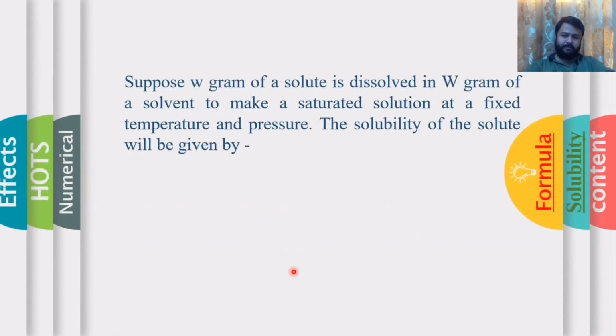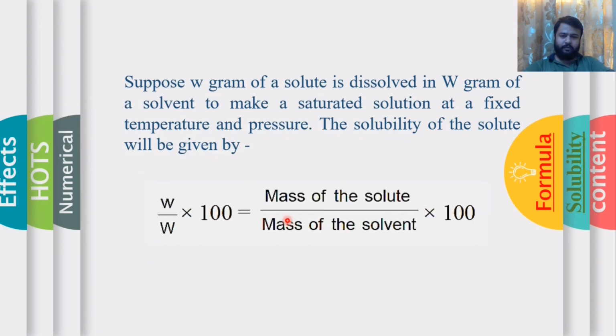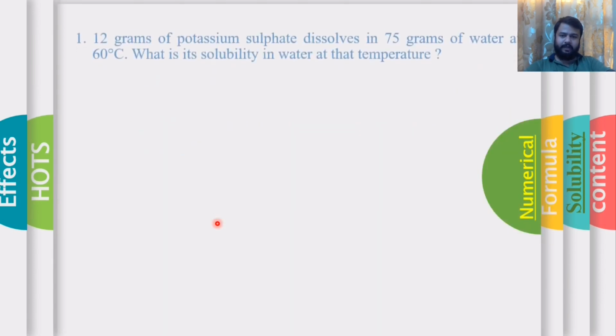Next, the formula. Suppose we have w gram of solute and capital W gram of solvent to make a saturated solution at a fixed temperature and pressure. The solubility of a given solute will be given as mass of solute upon mass of solvent into 100. Small w for the solute mass, capital W for the solvent mass, into 100 will be your formula. Then we will see some numericals.